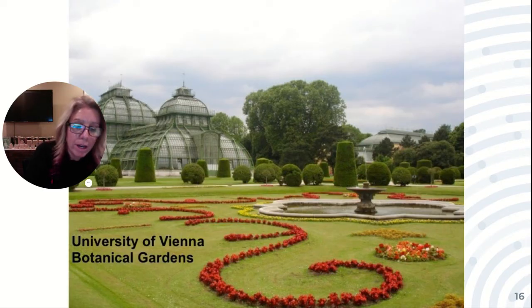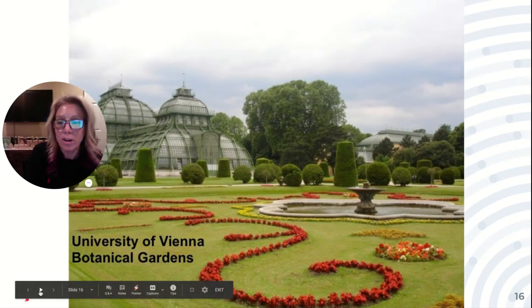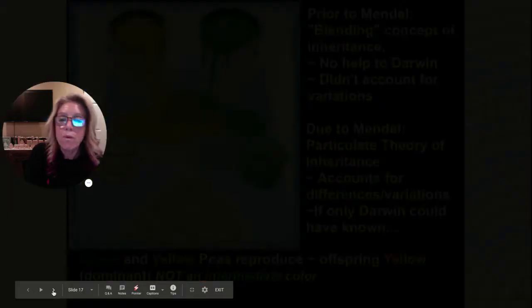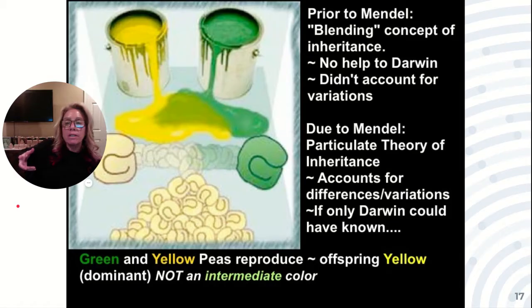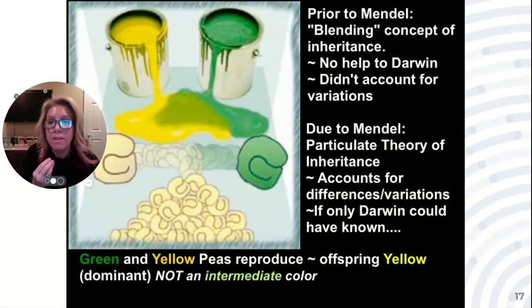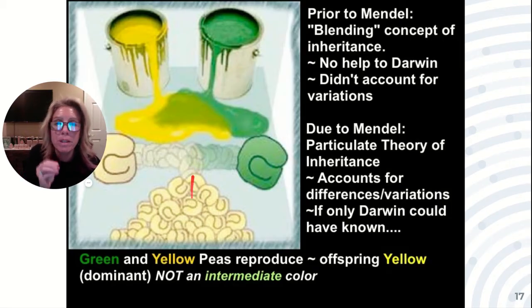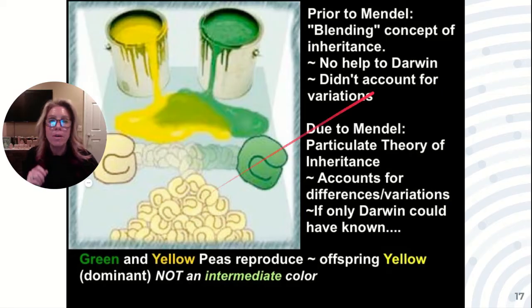His work went unrecognized during his and Darwin's lifetime. Before Mendel, there was what was called the blending concept of inheritance, which was kind of a mixture. So they would say that if there were yellow peas and green peas, then you would just mix those colors together, and then the offspring would be some kind of blending, some color in the middle.